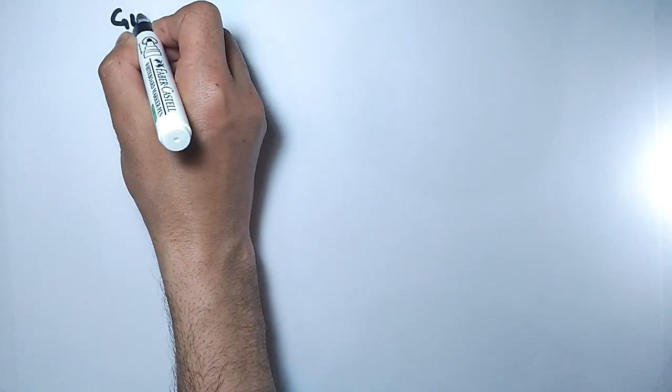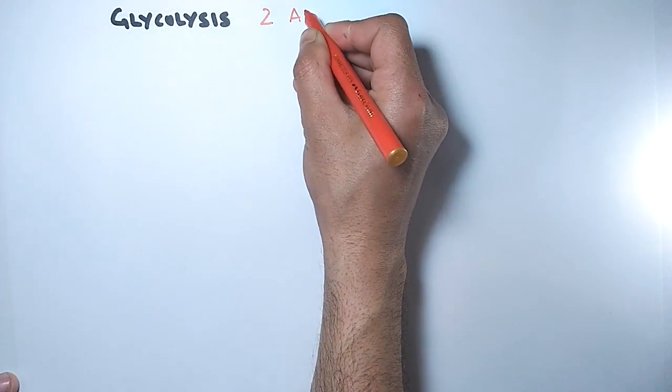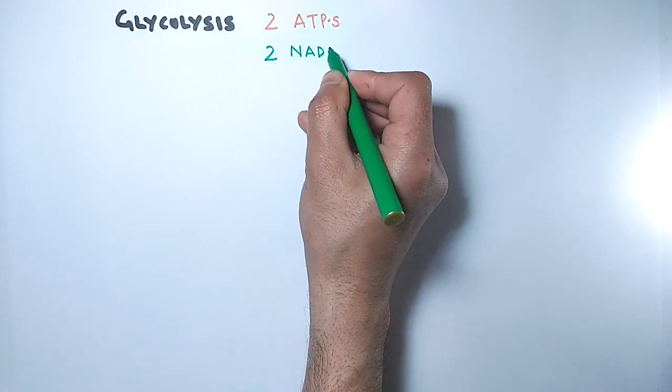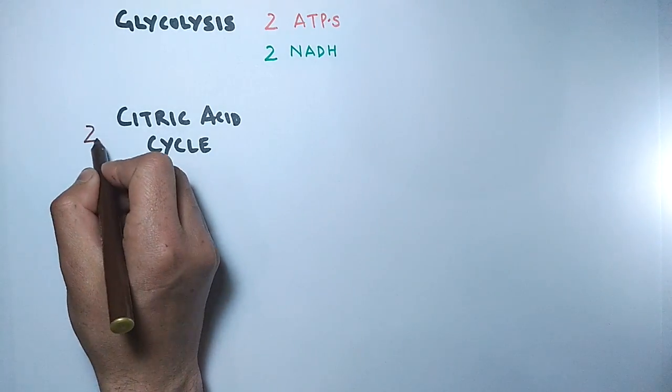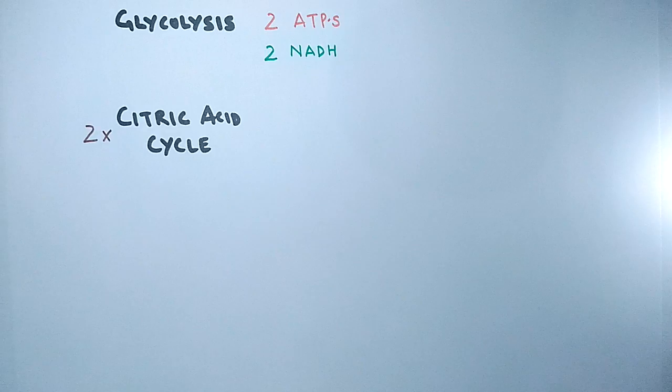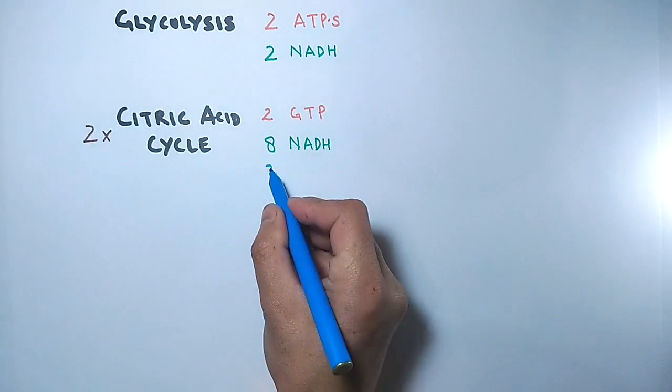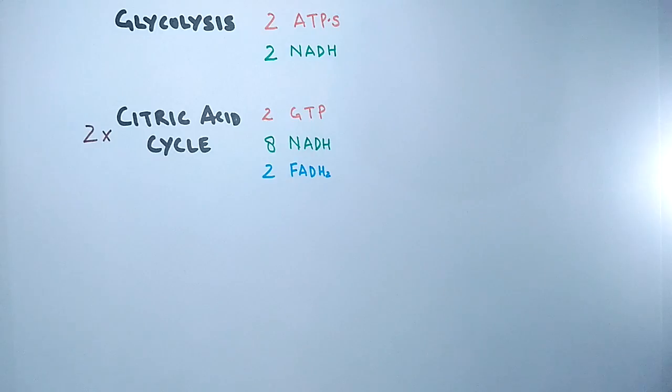First of all, let's see what glycolysis gives us. From glycolysis we get 2 ATPs and 2 NADH molecules. And from 2 turns of the citric acid cycle, because you know the citric acid cycle runs 2 times to oxidize the 2 molecules of pyruvate, in these 2 turns we get 2 GTP molecules, 8 NADH and 2 FADH2 molecules.